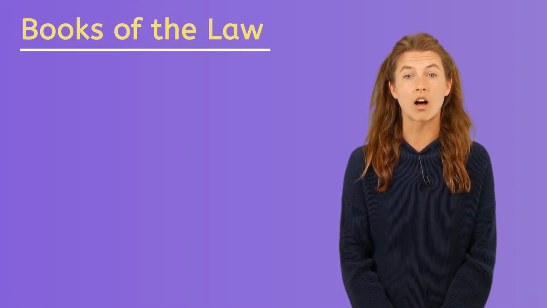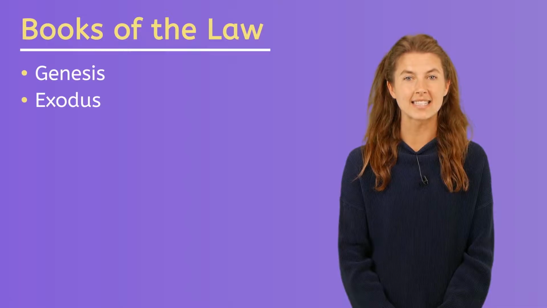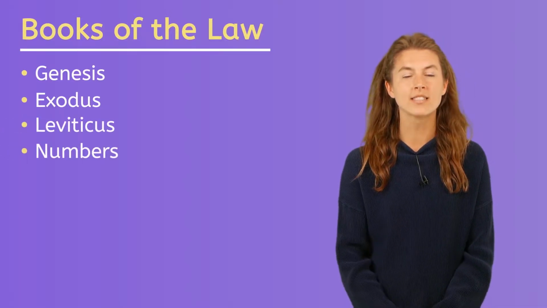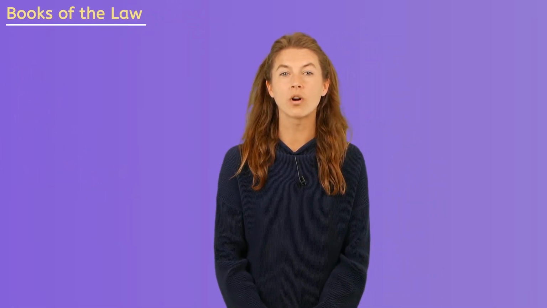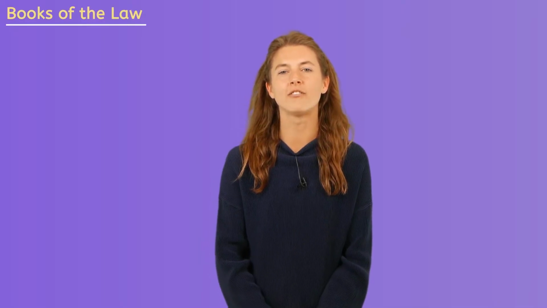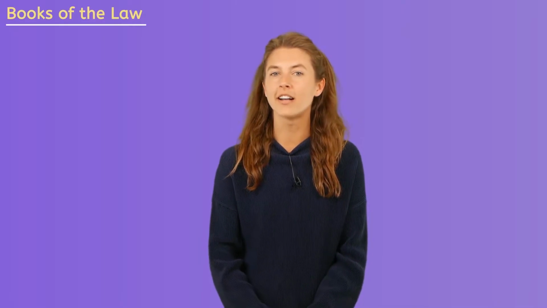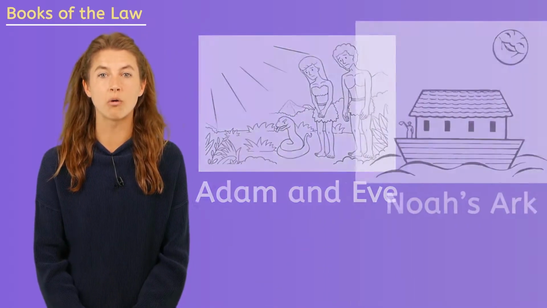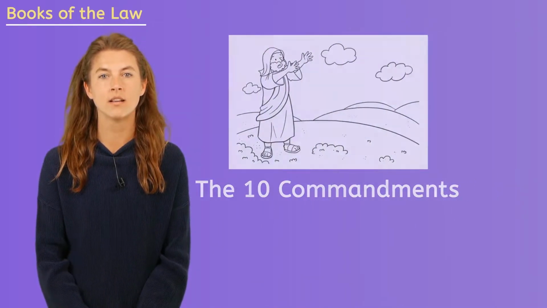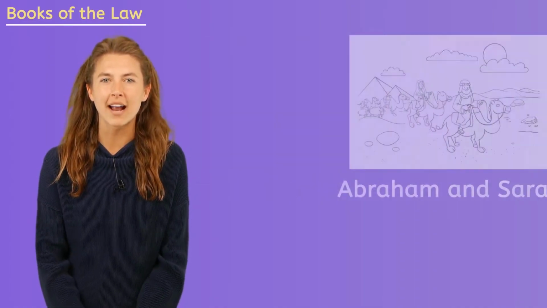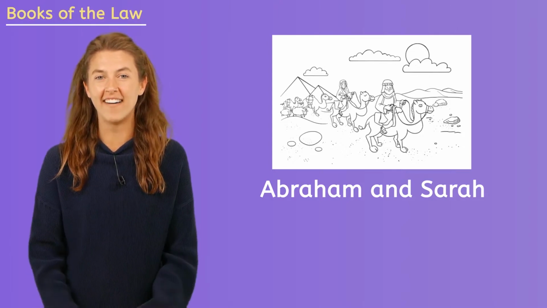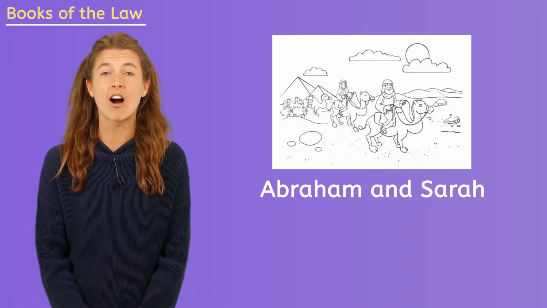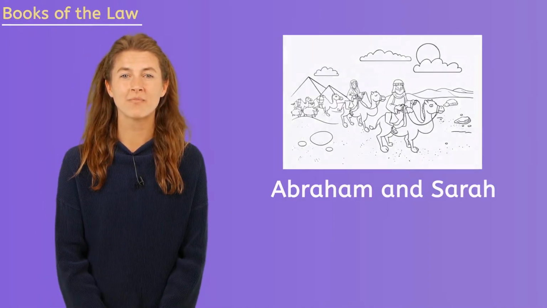The 5 books of the law include Genesis, Exodus, Leviticus, Numbers, and Deuteronomy. These books tell the story of how the world was created. They also tell of the first people and the rules that God created for His people. You might already be familiar with the stories of Adam and Eve, Noah's Ark, and the 10 Commandments. But do you know the story of Abraham and his wife Sarah having a child at 100 years old? I know! The books of the law are full of amazing stories.